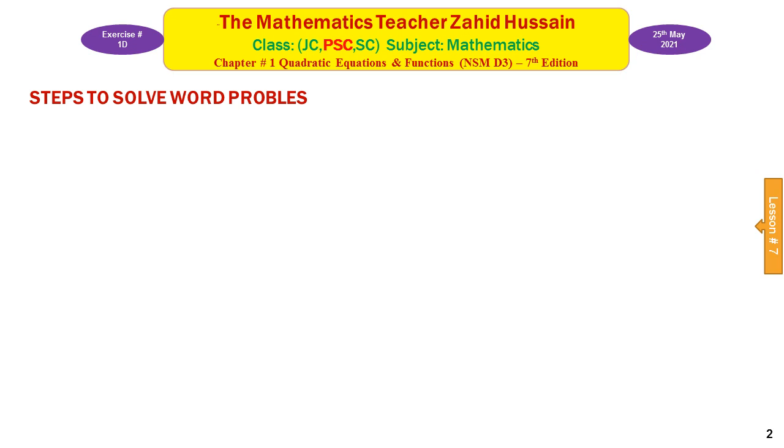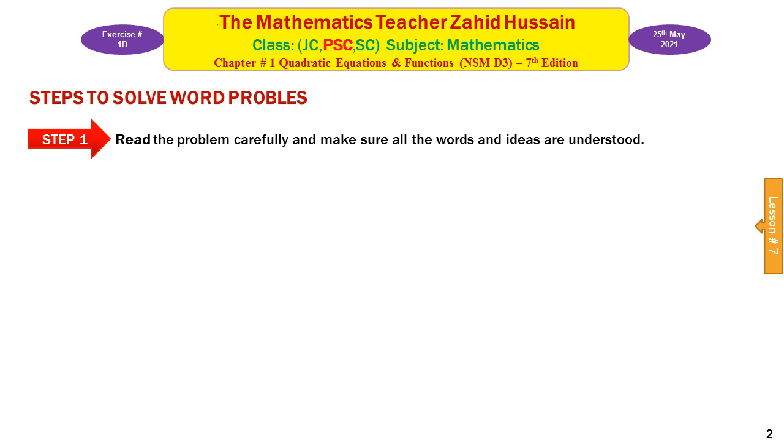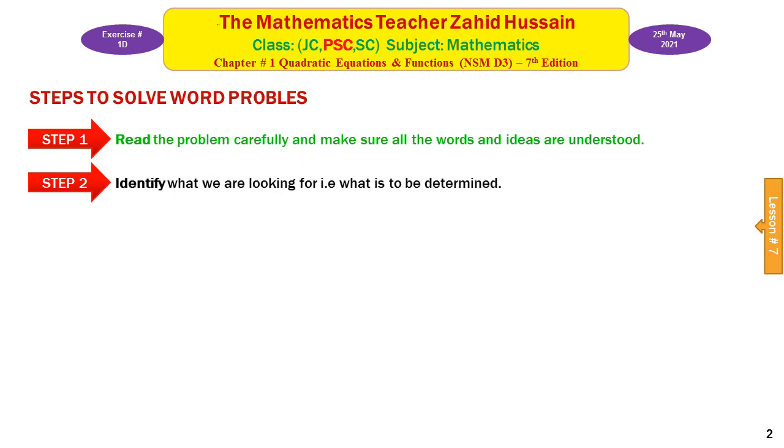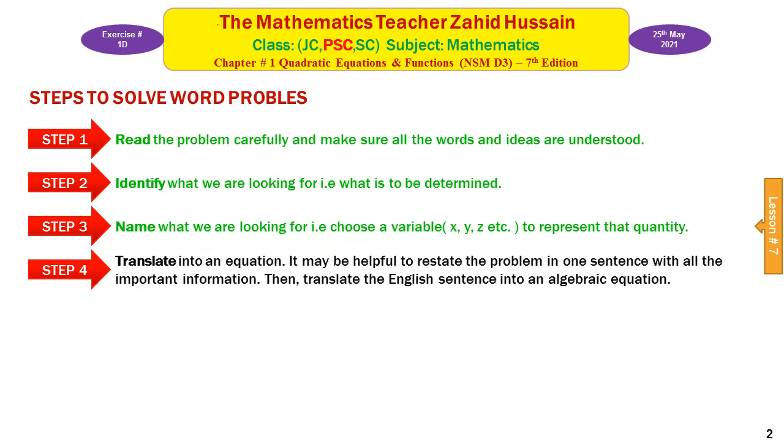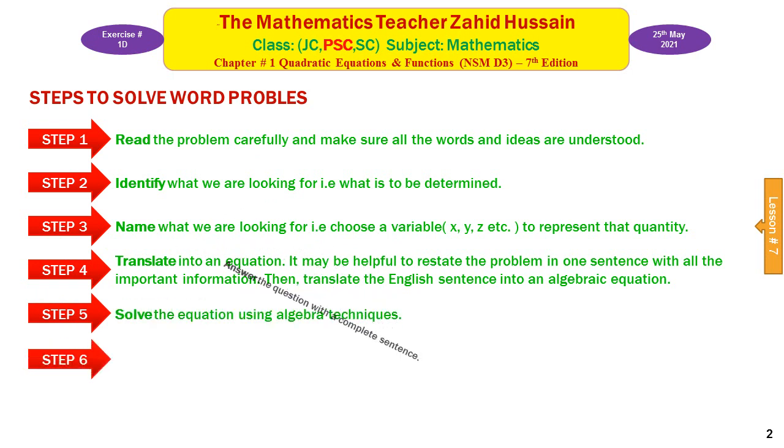Before solving the questions, let's revise the steps involved to solve the word problem. These are the steps which we have already studied in the previous lesson. In the first step, we will read the question carefully. Then we will identify what we are looking for. We will apply the condition to form the equation, and then we will solve that equation and we will write the answer as a complete sentence.